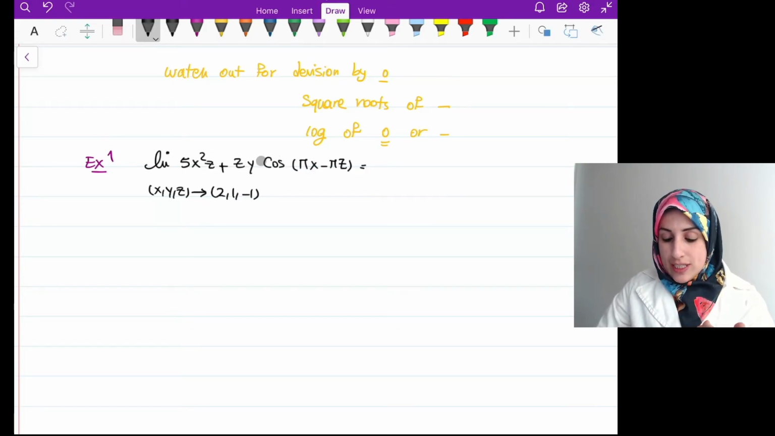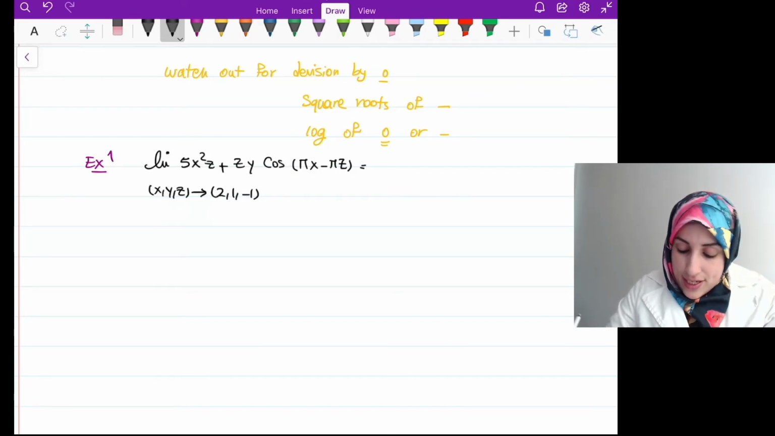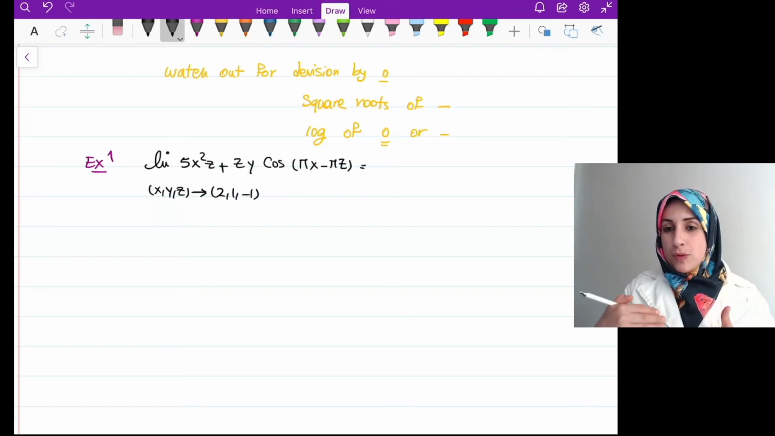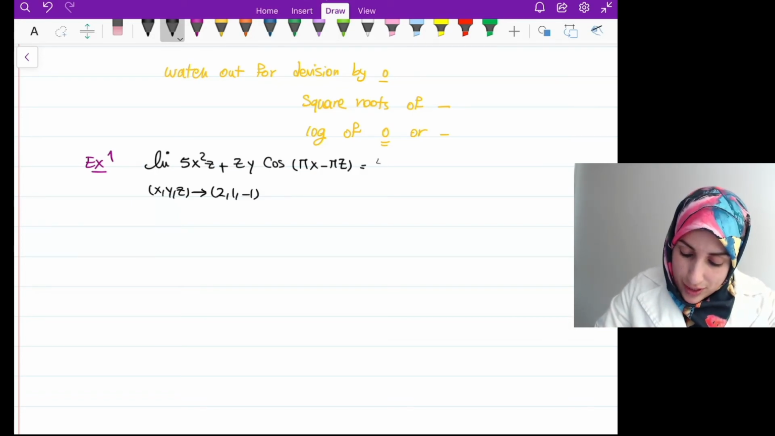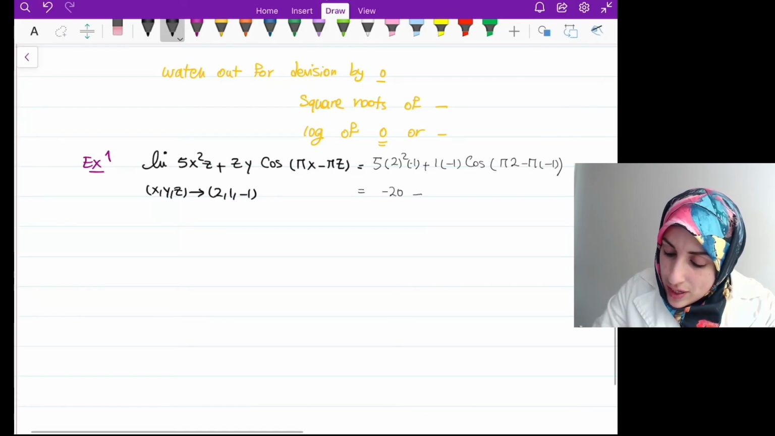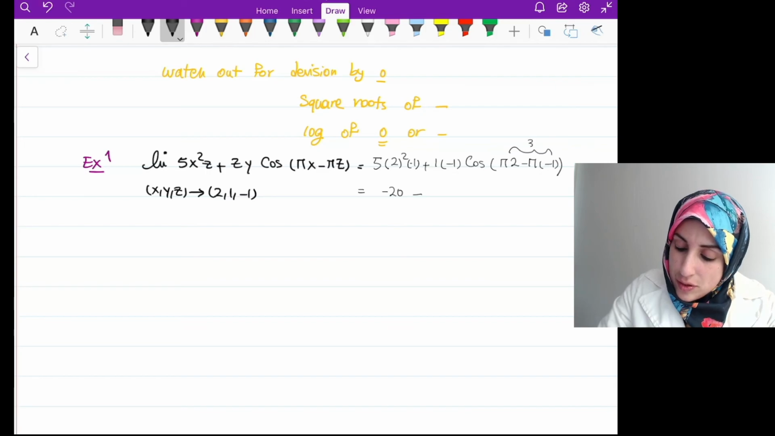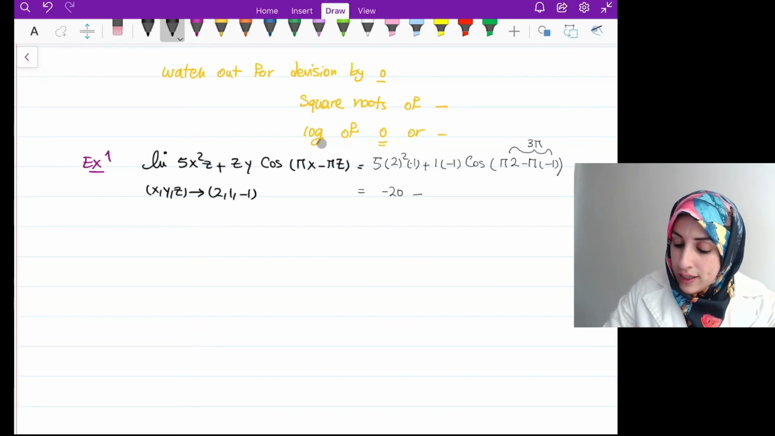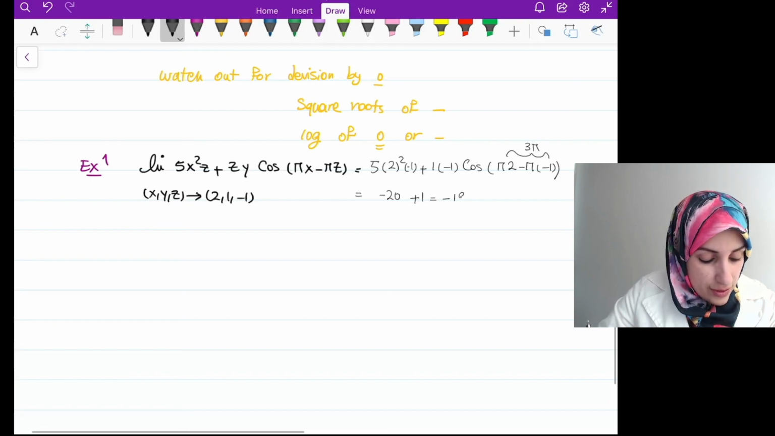Both of them are continuous. That's why their product is continuous. Now I'm going to plug the points in. Since everything is continuous, the limit is the value of the function at the point. So I have 5 times 2 squared times -1, plus 1 times -1 times cosine of pi times 2 minus pi times -1. This one would be -20. How about in here? I have 3 pi. Cosine of 3 pi is -1. Negative times negative would be positive. So I get -19.